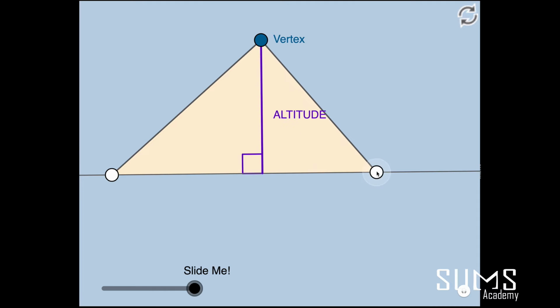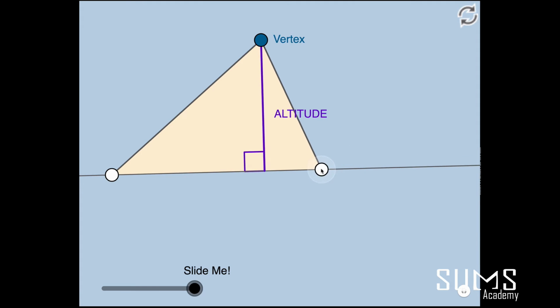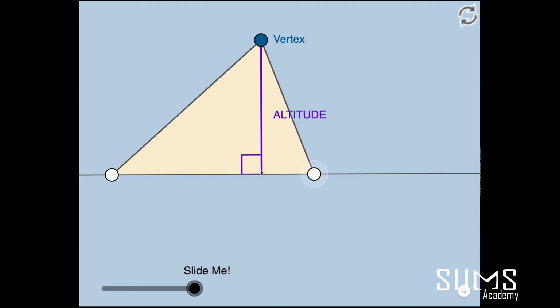Unlike the median, it doesn't have to split in the middle. It just is wherever it will meet the line and make a right angle. But we already know relationships about lines that lie perpendicular to each other, so we're going to use those to solve problems involving the altitude.